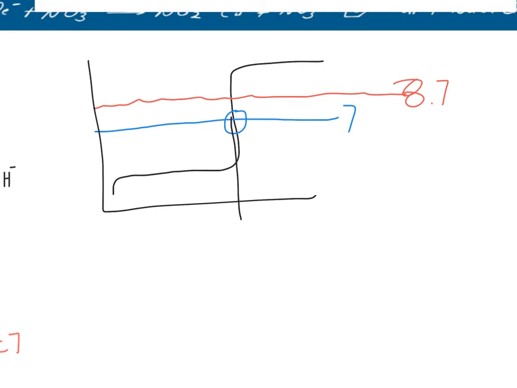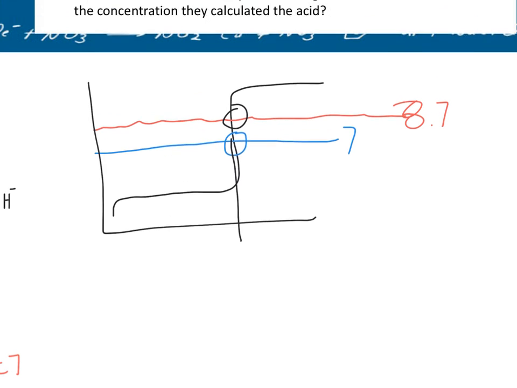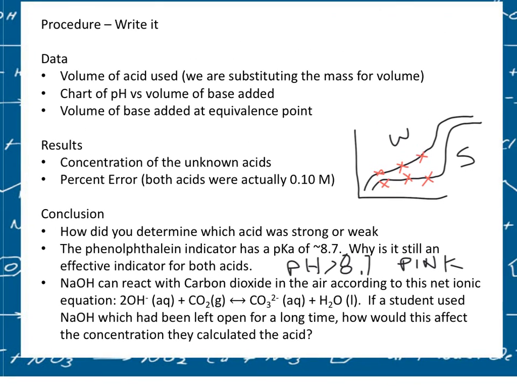Your observed equivalence point is happening when you get to this volume. But of course, since we've got such a near vertical line here, the amount of difference between those two points is going to be insignificant. So that needs to be your discussion point there: as long as the indicator is switching colors on the vertical part of the titration curve, you're going to be fine. Now if it's indicating somewhere down here, you could have an error, and that's not going to be a good indicator. But for this one it's good.